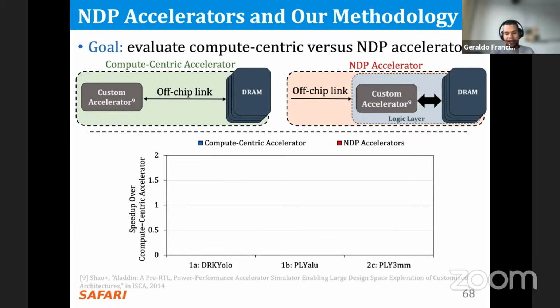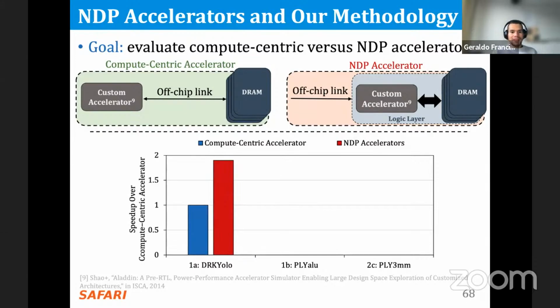Here in this plot, I have applications for class 1A, which is a neural network application, for class 1B, which is a linear algebra application, and for class 1C, which is also a linear algebra application. Class 1A, again, is memory-bound, DRAM bandwidth-bound applications, 1B, DRAM latency-bound applications, and 2C, compute-bound applications. And on the y-axis, we have the speedup over the compute-centric accelerator.